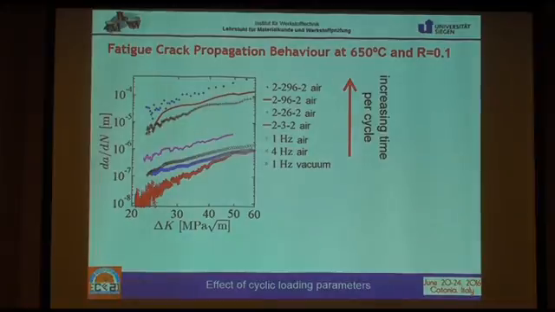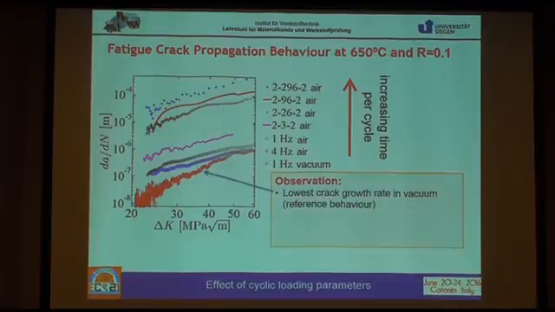I think probably the most important diagram I'm showing you today is this diagram, where in the normal way the crack propagation rate is plotted versus the range of the stress intensity factor. We have seen such diagrams already in the previous talks, and here are the parameters we have used. And of course, as we expected, the vacuum tests lead to the lowest crack growth rate because there is no dynamic embrittlement, there is no oxygen.